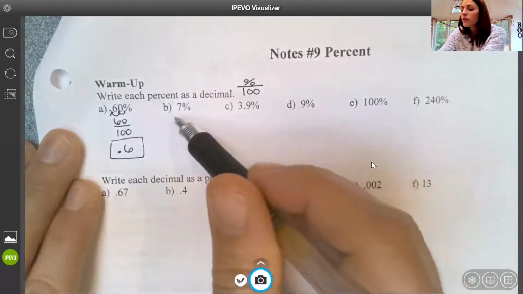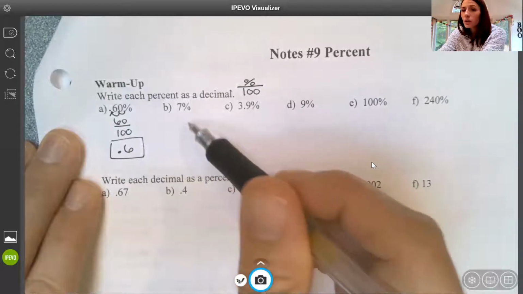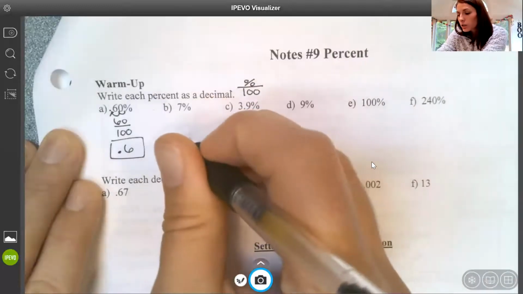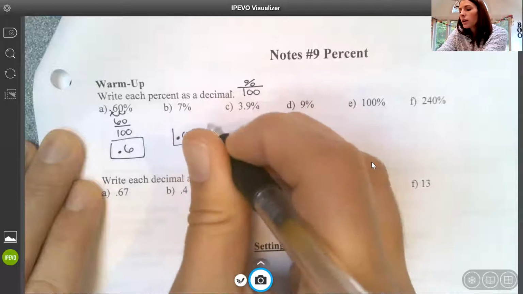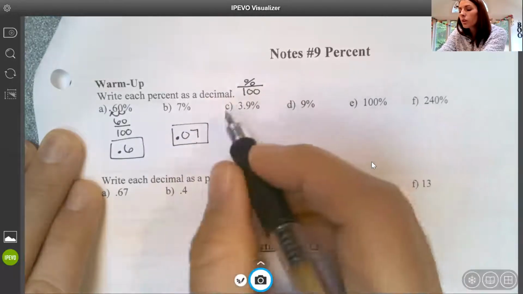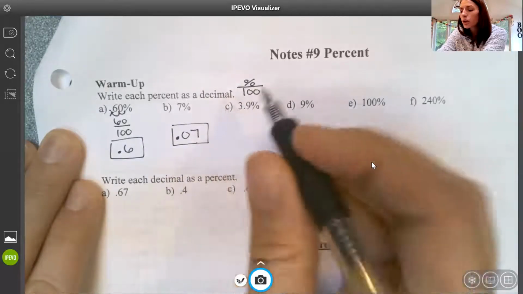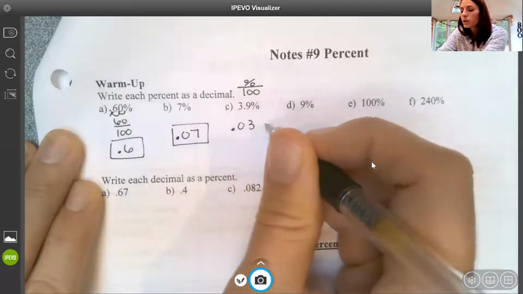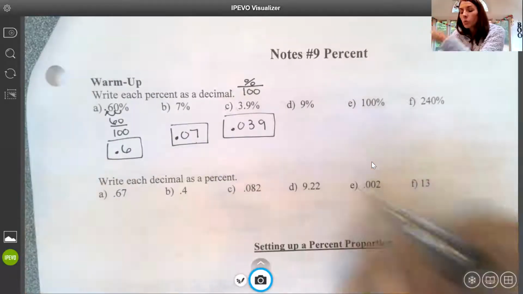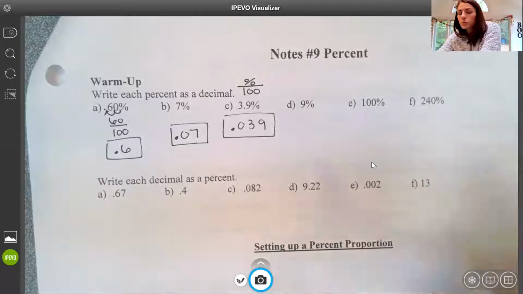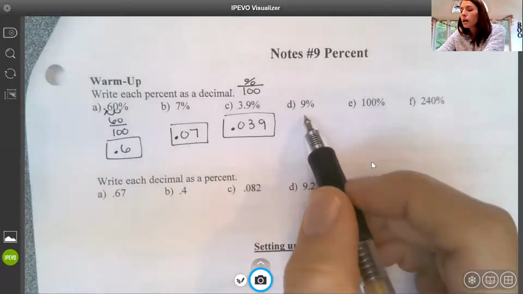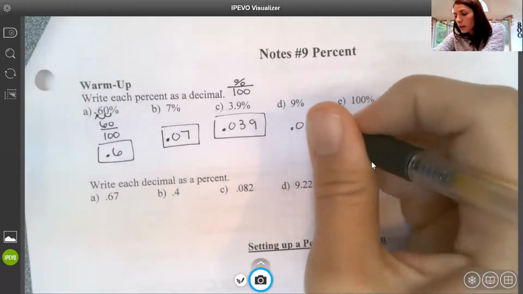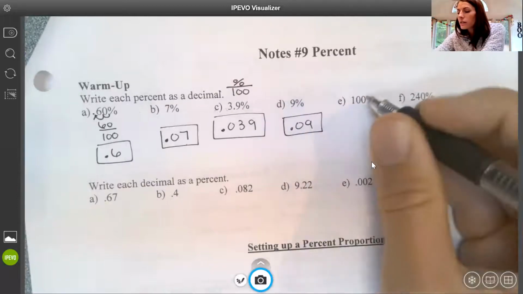So same idea here, if I had 7 out of 100, 7 hundredths converts to 0.07 as a decimal. 3.9, again, take that shortcut, move it over 2 because we know we're dividing by 100, is 0.039. 9% would be 0.09. And this, I think, illustrates it nicely.